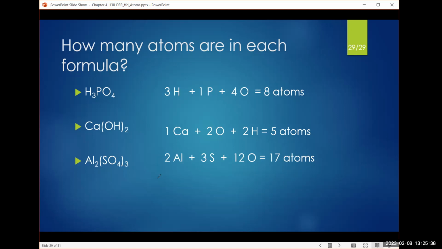Aluminum sulfate has 2 aluminum, 3 sulfurs, 12 oxygens, for a total of 17 atoms. See how you got 12? There are 3 sulfates, for a total of 12 oxygens.